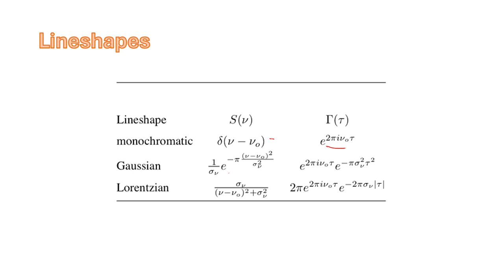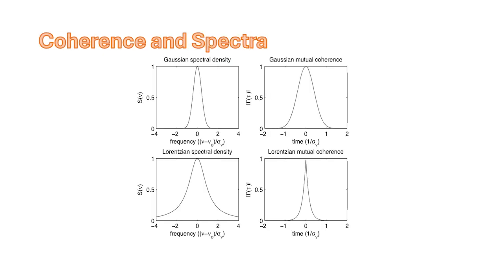This is a Gaussian spectral envelope, and it has this mutual coherence and this spectrum. So a Gaussian envelope on the spectrum. The Lorentzian spectrum has this kind of shape. And so if we look at these kinds of spectra, what you see on the left is the spectral density, on the right is the mutual coherence. Now, this is not really what the mutual coherence looks like when you measure it. This is the envelope of the mutual coherence.